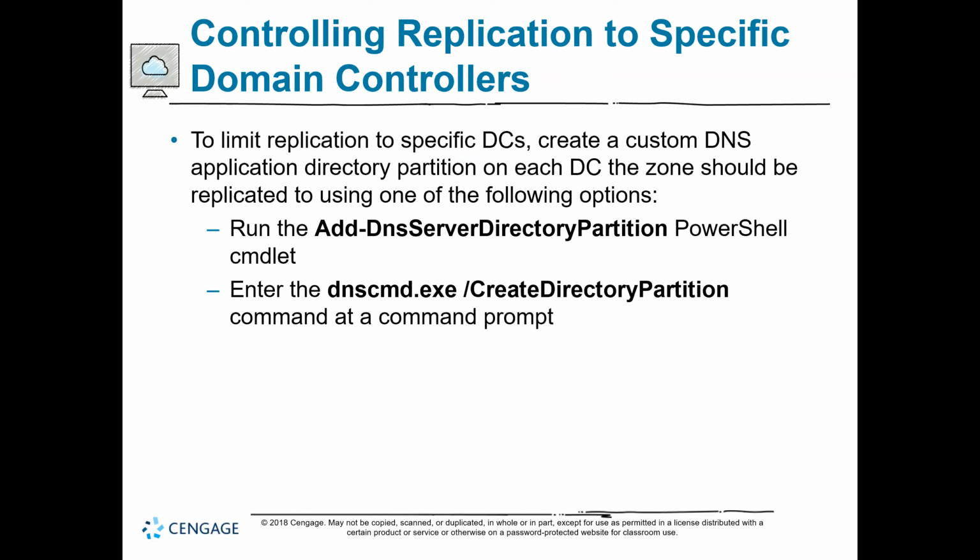Controlling replication to specific domain controllers. To limit replication to specific DCs, create a custom DNS application directory partition on each DC the zone should be replicated to using one of the following options. Run the Add-DnsServerDirectoryPartition PowerShell cmdlet, or enter the dnscmd.exe /createdirectorypartition command at the command prompt.